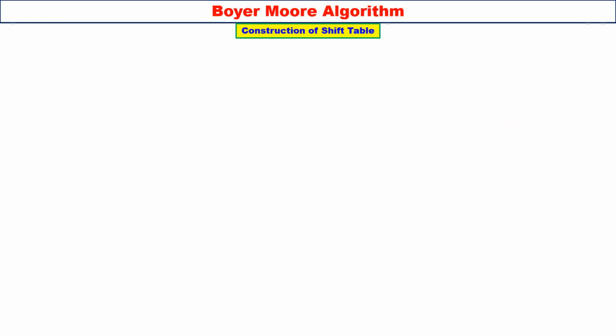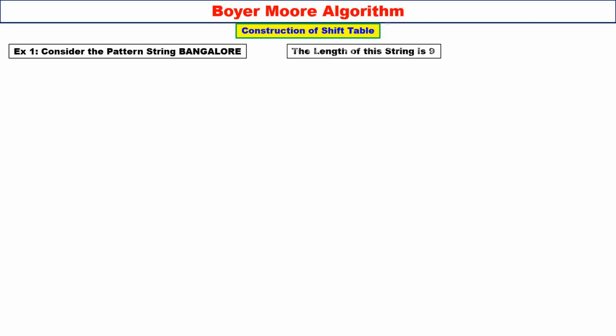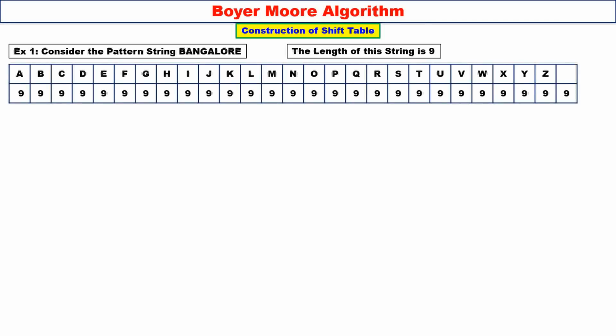Now let us understand the construction of the shift table. How to construct the shift table? Let us consider the pattern string as Bangalore. The length of the string is 9. 9 characters are there in Bangalore. And we are considering 27 characters, that is capital A to capital Z plus one blank character. So A to Z is 26 characters plus one blank character, that is 27 characters. Initially, we give the value 9 to all the 27 characters. Now just observe how to construct the shift table for Bangalore.